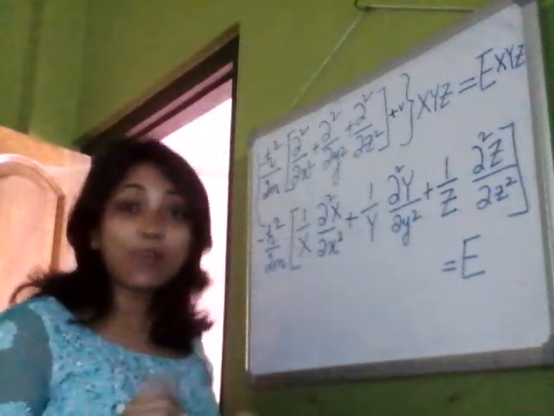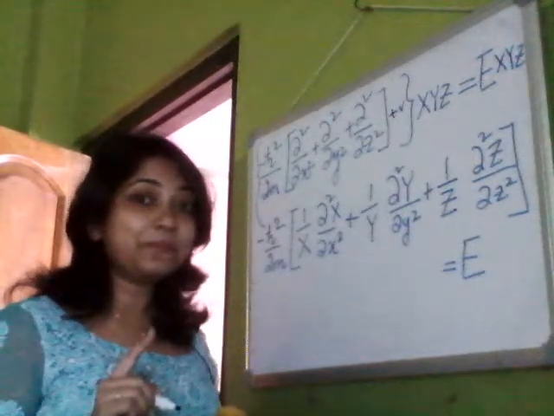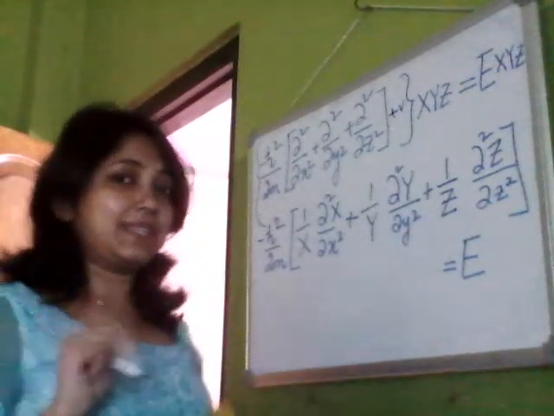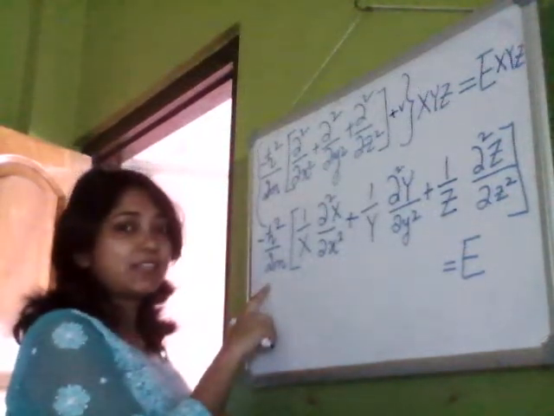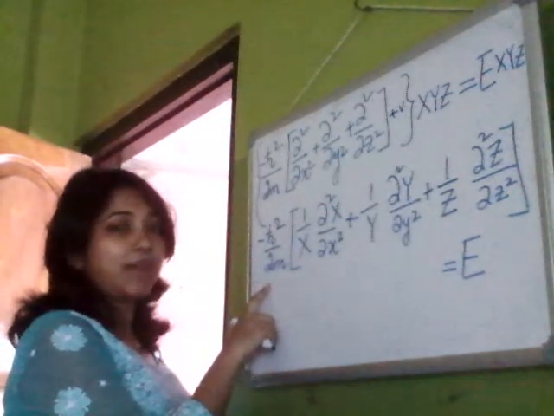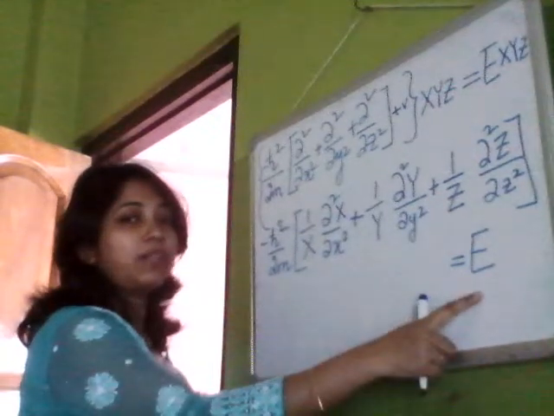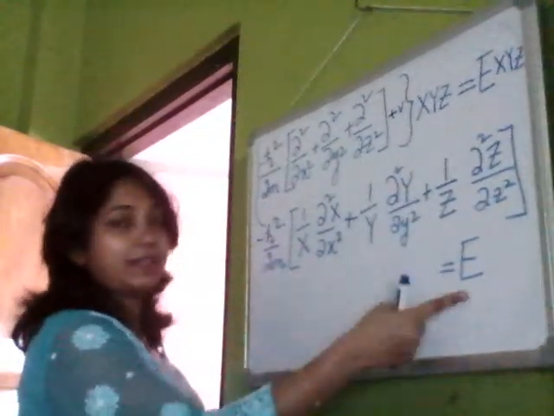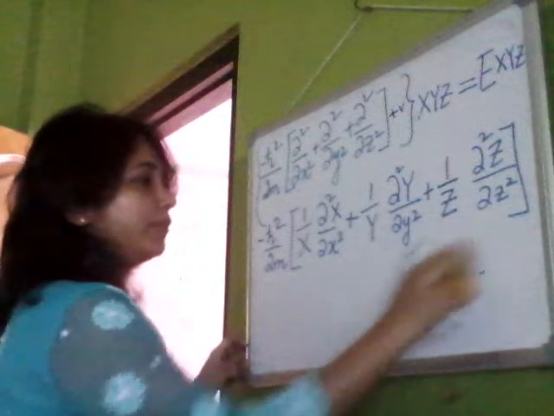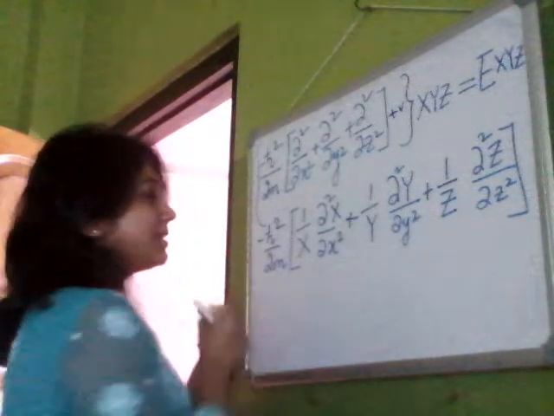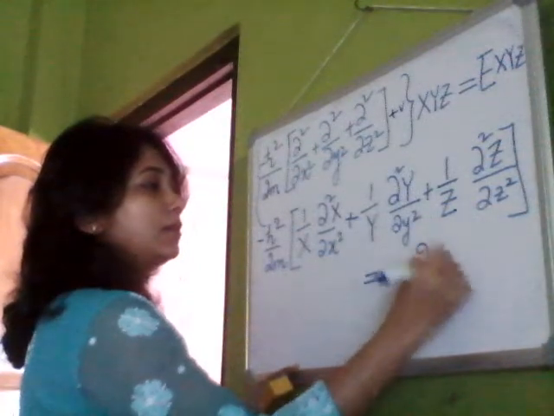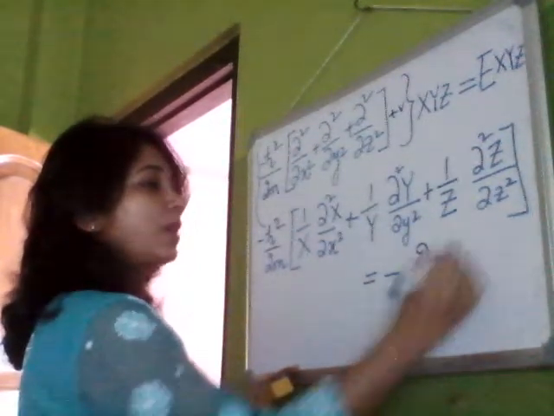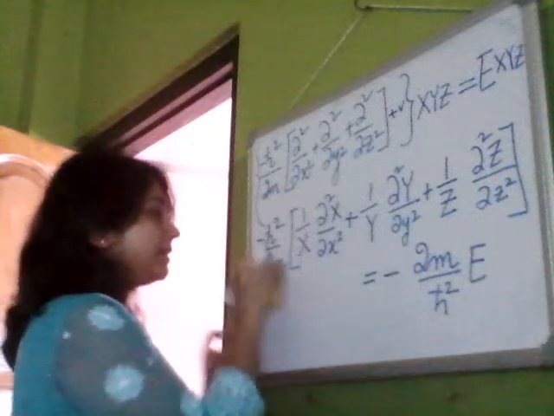My dear students, I hope all of you have understood what I have done. Now, please see this. Please see one thing. I don't want to have this minus x cut square by twice m on this side. I'm going to take this along with our right hand side. So I hope all of you will agree, if now I equate this term as minus twice m by h cut square into e, and I take this away.